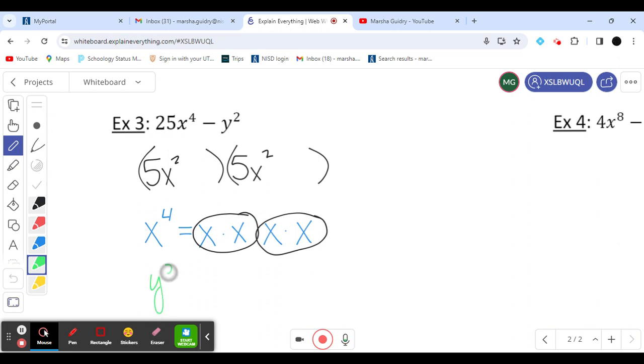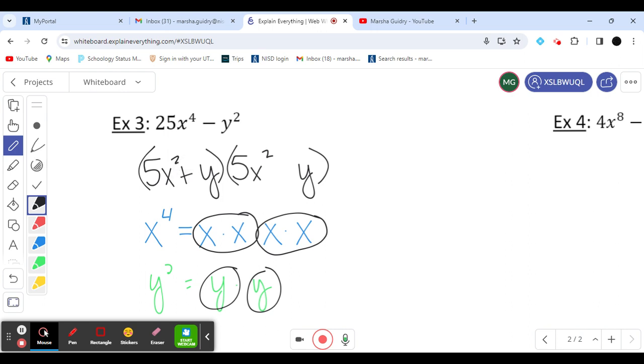Y squared is the same thing as saying y times y. Well, each group only gets a single y value. So this is just y here and y here. One is plus, one is minus.